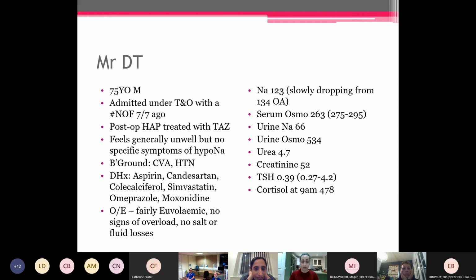week ago. Post-op, he developed a HAP and was treated with TAS. He feels generally unwell, but no specific symptoms of hyponatremia. His background is a stroke and hypertension, and his drugs are aspirin, candistatin, cholecalciferol, simvastatin, omeprazole, moxonidine. I think it's just the omeprazole in there that's a causative medication, really. He looks fairly euvolemic. There's definitely no signs of overload, and he's not got any specific losses that we can see.